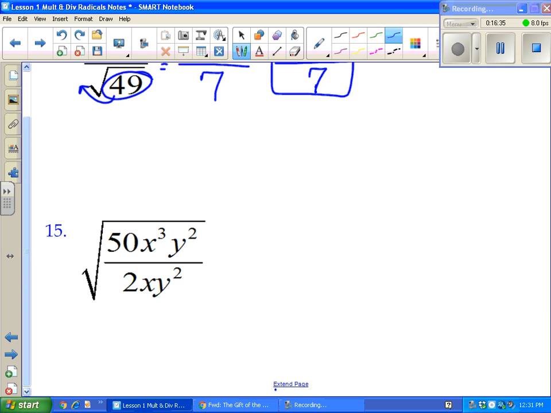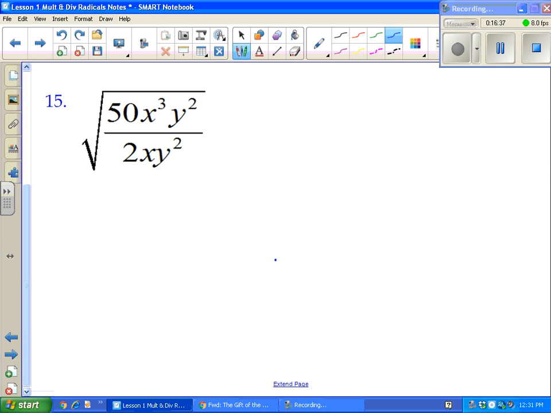Number 15. I'm going to again try the strategy of dividing if I can. It's all underneath one square root, so as long as I divide and keep it under a square root, I can. 2 goes into 50 25 times. Again, keeping it under a square root. X to the third divided by x. You actually can subtract the exponent, because this 1x will cancel out one of these and leave you with 2 x's. All right?